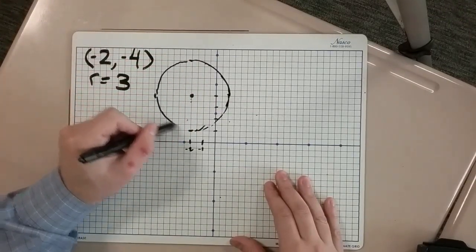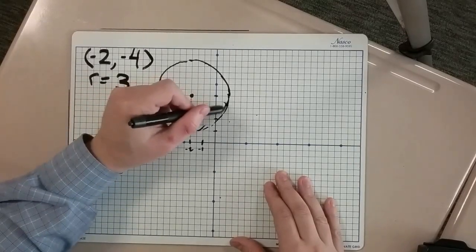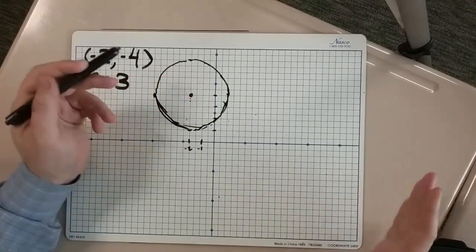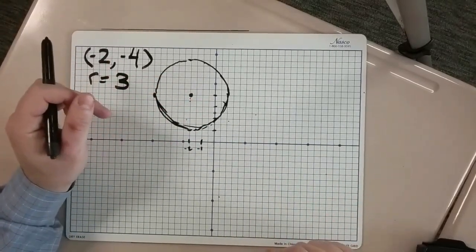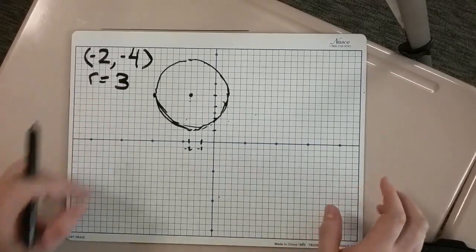And there's my circle. It's not perfect, but we know where it is. We know where its limits are. It's graphed on the paper. All right, let's look at the next example.